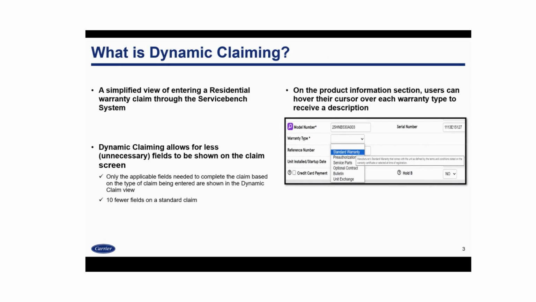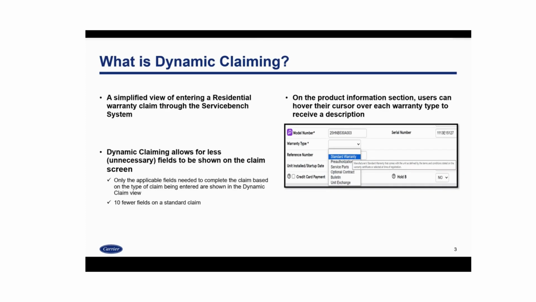So what is dynamic claiming? Dynamic claiming is a simplified view in the service bench system when entering a residential warranty claim. Dynamic claiming allows for less fields to be shown on the claim screen. The benefits include it saves time and effort from having to enter all fields. It mitigates save errors to process the claim, and it also simplifies the claim screen for new warranty admins to process. And there are many more benefits, as you'll see in the next slides.